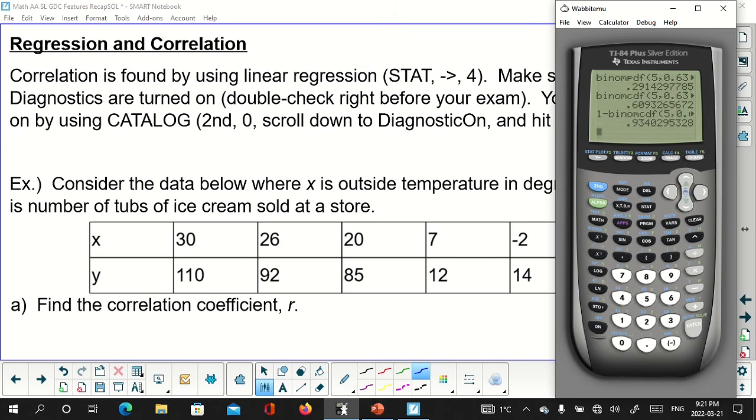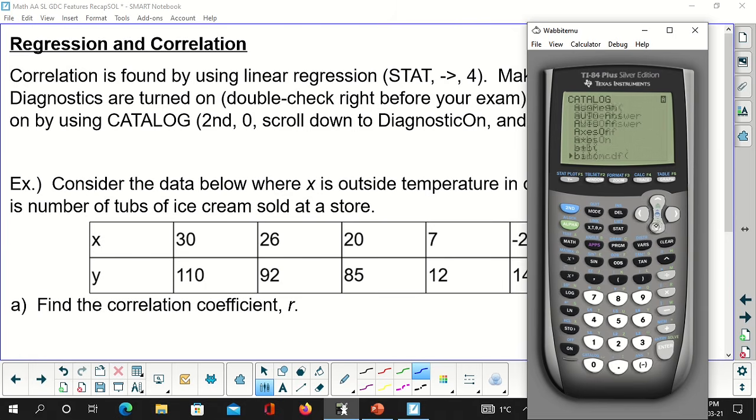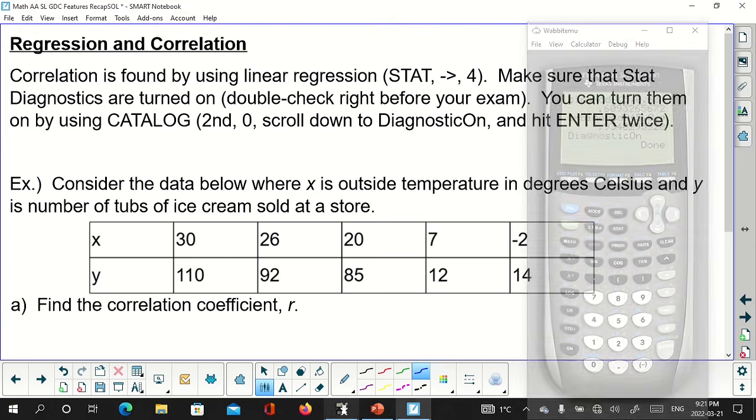I'm going to quit. I'm going to go second catalog, which is second 0, and I just go down until I hit diagnostic on. There's diagnostic off. Here's diagnostic on. Enter, enter. Hopefully yours has it on its default, but there it is if you need it.